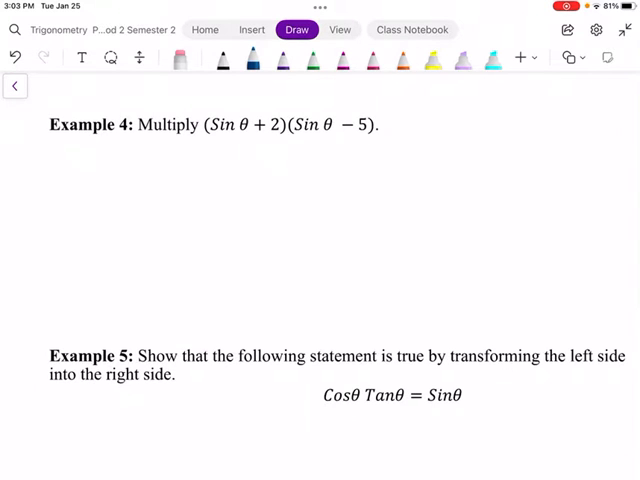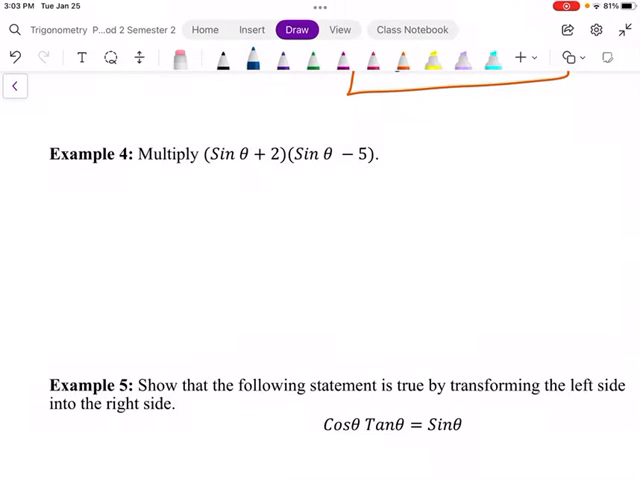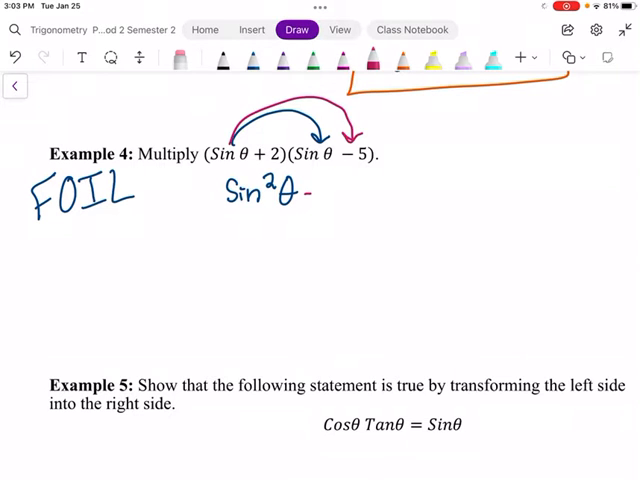Our next example, we are going to be multiplying. And when you multiply with parentheses like this, don't forget that you are going to FOIL your work. So we're going to start with sine times sine, which is sine squared theta. Then we'll move on to sine times -5. And 2 times sine. And because those are both positive, we're going to do plus 2 sine. And lastly, 2 times -5 is minus 10.